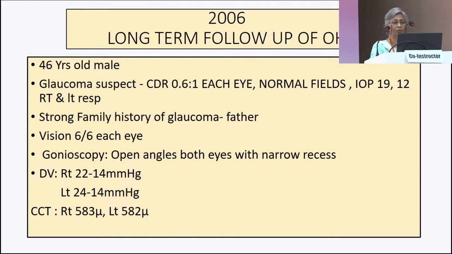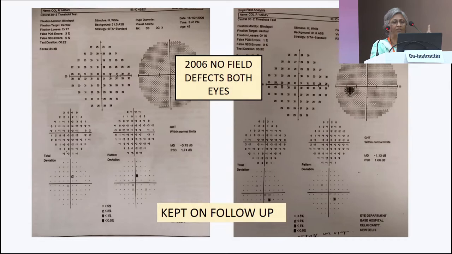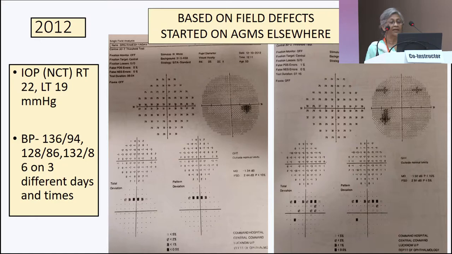DVIL was practically normal, with a little bit of raised pressure, maybe 22, 24. And he had slightly thick corneas. Look at it, 582, 584, 583. In 2006, fields normal, kept on follow-up, no treatment. Okay, in 2012, in the army, we keep traveling from place to place. Some of us are not very familiar with fields. So this guy was probably not too familiar with the fields, and so he saw this defect, which is right in the center. He said, okay, glaucoma. And so he started treating the patient with medicines.